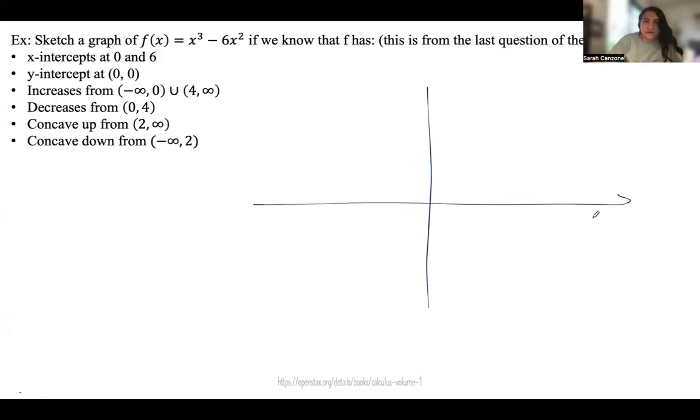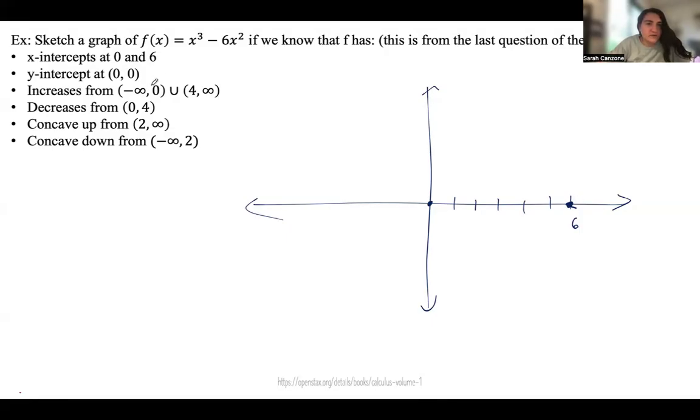All right, so I'm going to go ahead and get my axes going, and I'm going to write what's happening at the bottom here. Let's see, 0 to 6, intercept is (0, 0). So here is my y-intercept. This is also my x-intercept. And then at 6, 1, 2, 3, 4, 5, 6, this is also going to be an x-intercept.